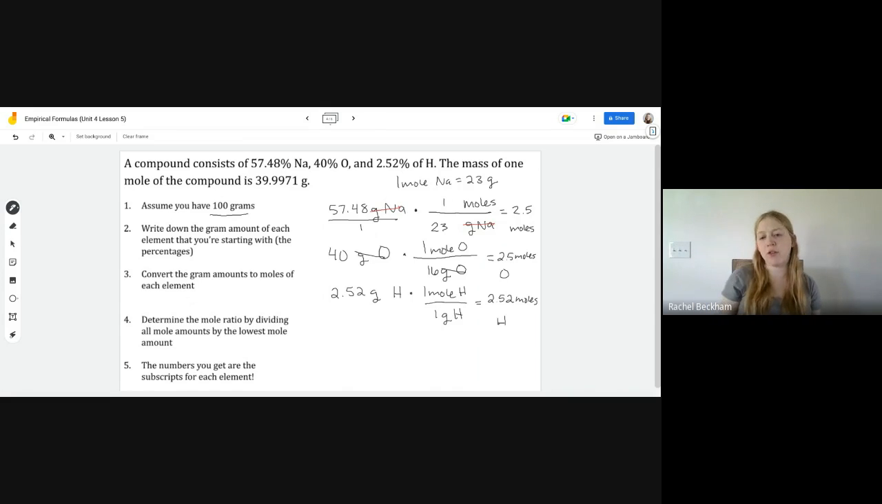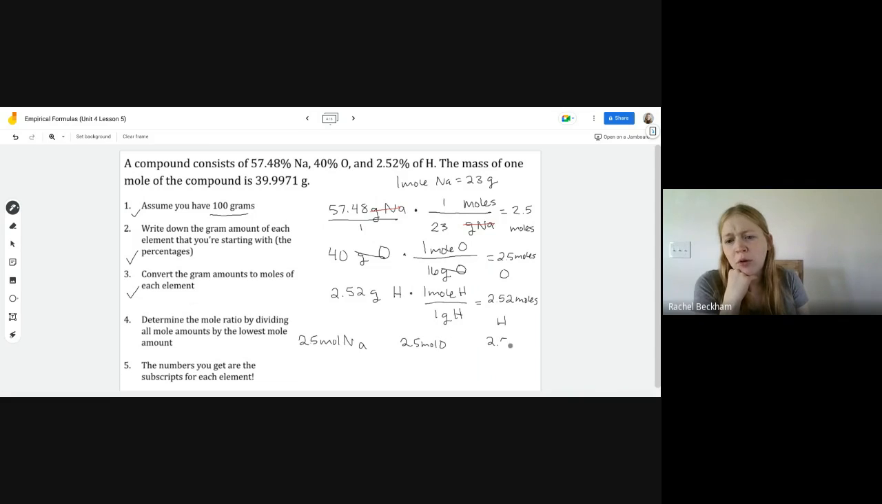It will not always be 2.5 and be the same like that. They're just making it a little bit easier for the first problem. So now we've done this step, and this step. Now, when you have your moles, you take your grams, convert to moles, divide by whichever one of these is the lowest. And so these are actually all the same. All of them are 2.5, right? So we have the 2.5 moles of, I'm going to abbreviate and write MOL of Na, 2.5 moles of O, and about 2.5 moles of H, right? It's about 2.5. So they're all the same.